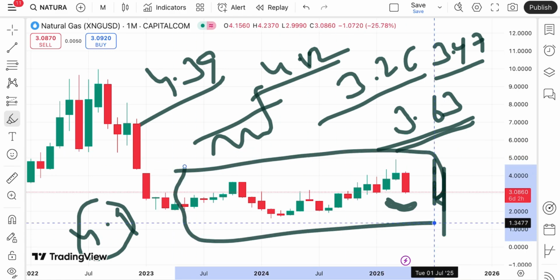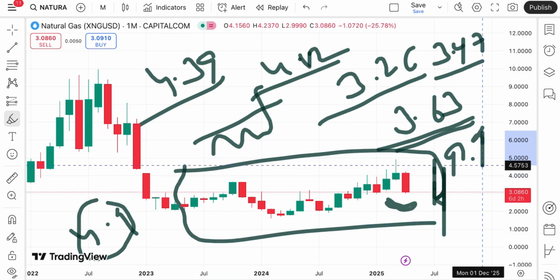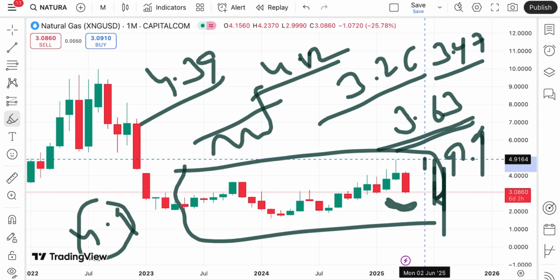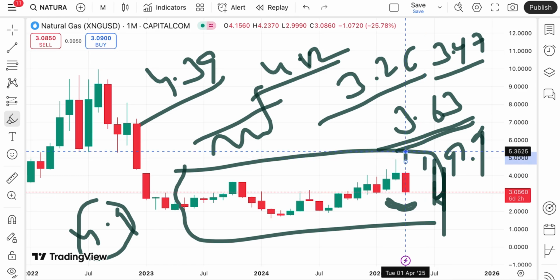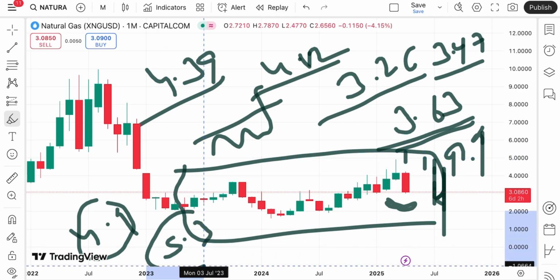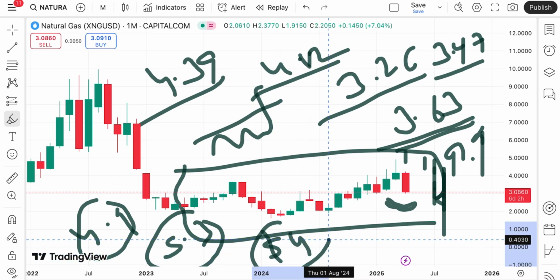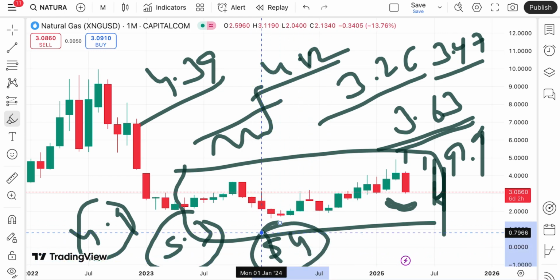As soon as the price started going above $4.9, we can see there will be a further upside towards a level of around 5.3, and then a further high. If the price started sustaining above $4, I'll make another video explaining where it can go.